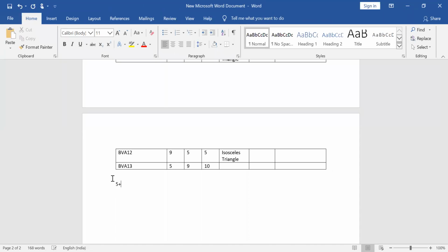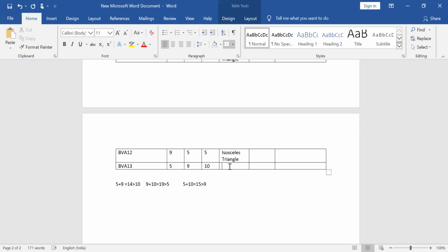So 5 plus 9 is equal to 14, so it is greater than 10. Similarly, for the other two sides, 9 plus 10 is equal to 19, which is greater than 5. The other one is 5 plus 10, which is equal to 15, which is greater than 9. So you can form a triangle where all the three sides are unequal.